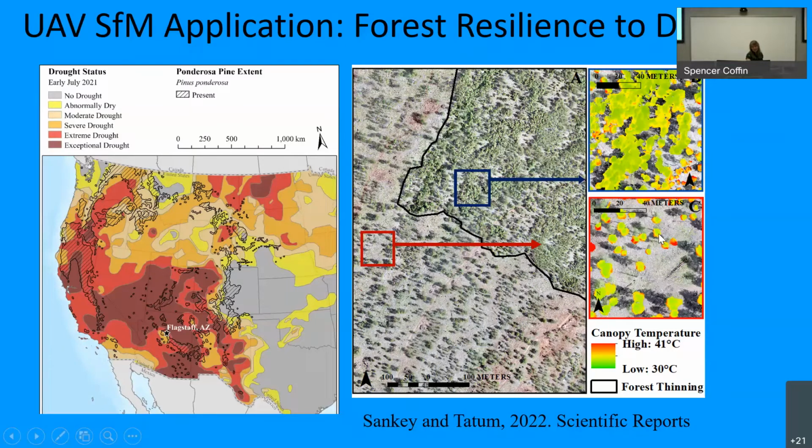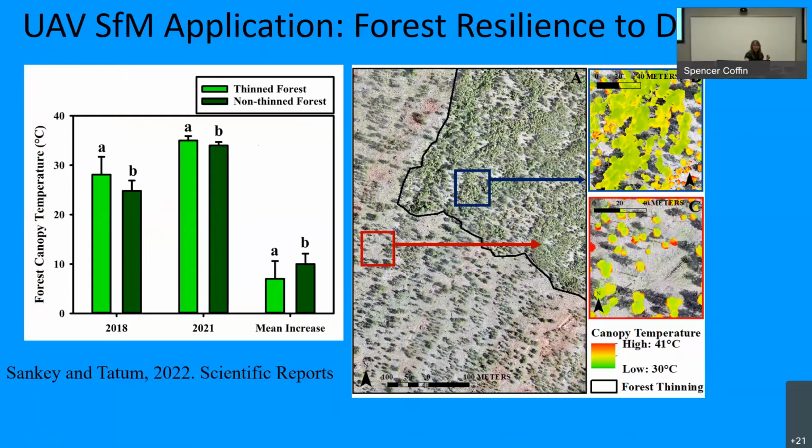canopy temperature. What we find is that under normal precipitation years, like 2018, for example, here, the thinned trees generally have pretty high temperature compared to the non-thinned. However, during a drought period in 2021, that temperature difference gets much smaller.